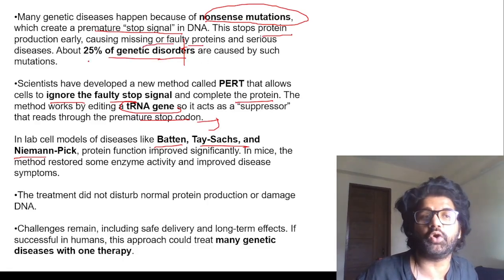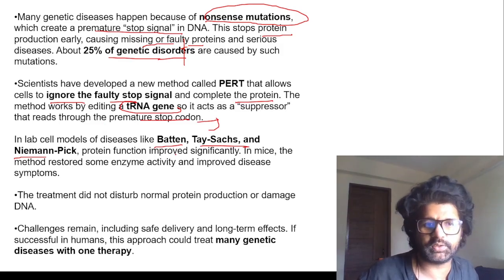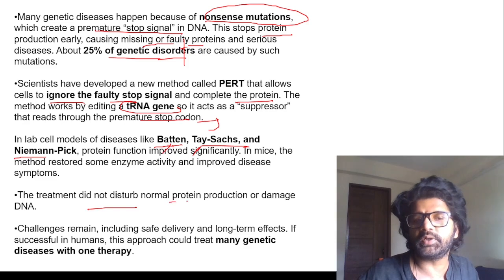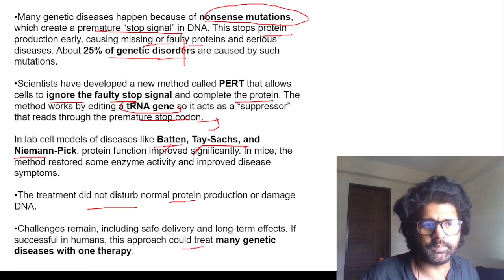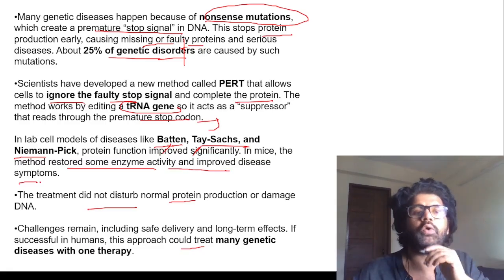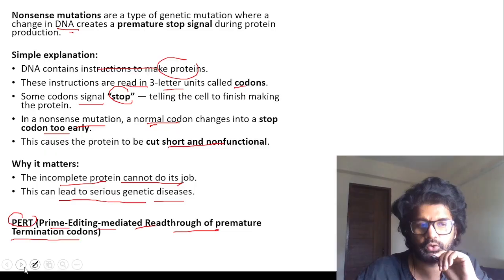25% of genetic disorders are caused by such nonsense mutations, causing diseases like Batten, Tay-Sachs and Niemann-Pick. Treatment did not disturb normal protein production. Challenges remain: safe delivery, long-term effects. If successful in humans, this approach could treat many genetic diseases. We have seen it in mice. The method restored some enzyme activity and improved disease symptoms. Let's see how this whole PERT method works for humans.